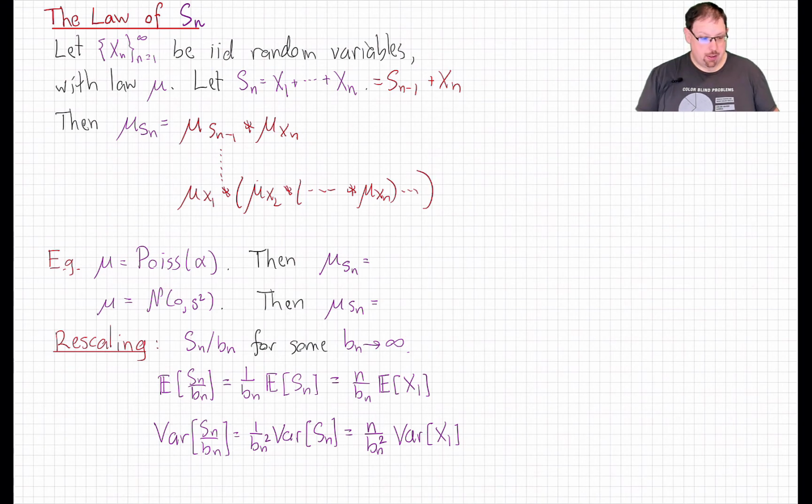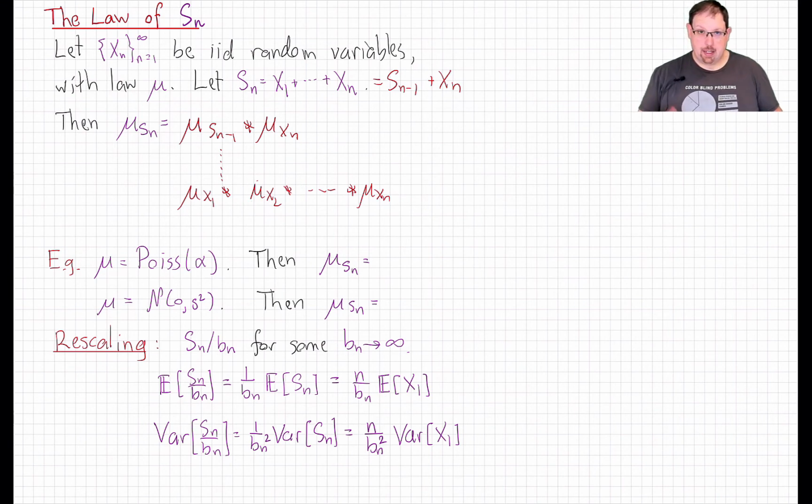Now, do I really need all those brackets there? No, because addition is associative. And that means that since this thing is just the law of this sum, it doesn't matter what order I do the convolutions. Convolution is an associative and commutative operation.